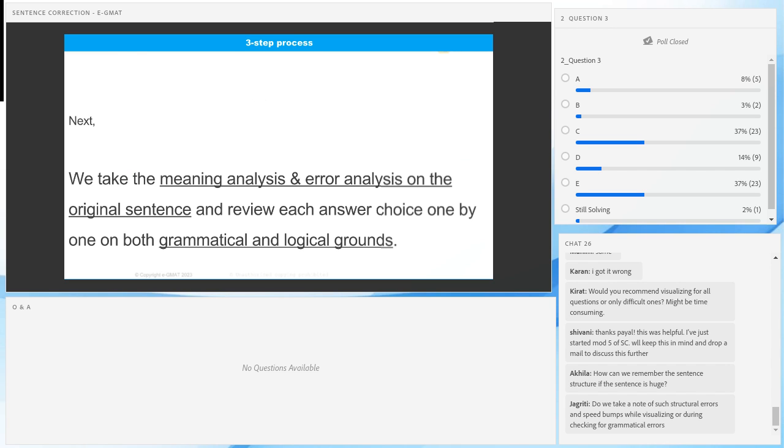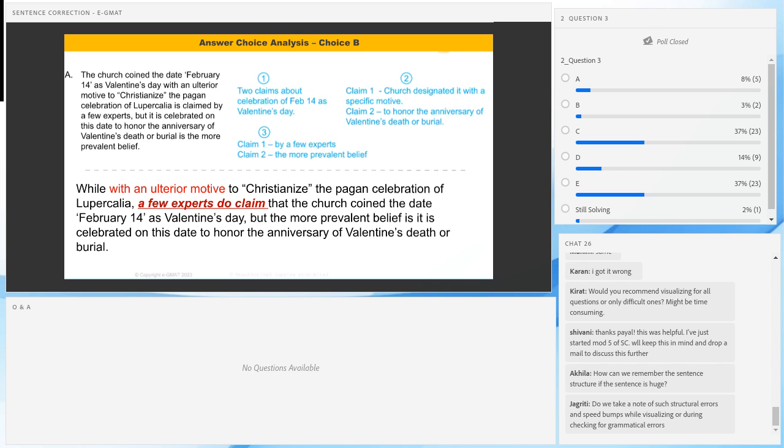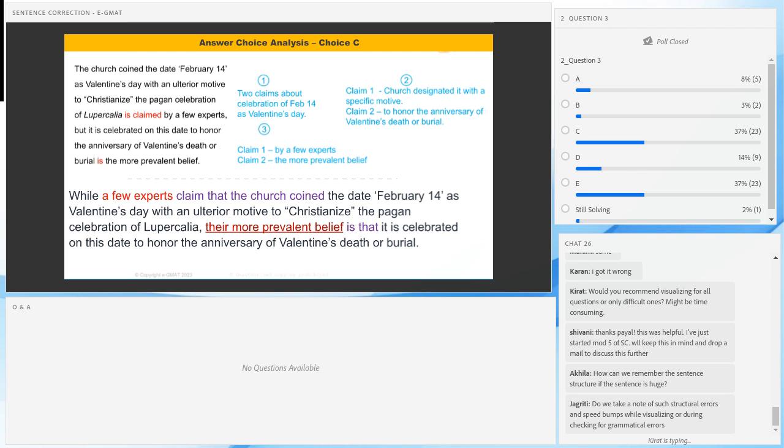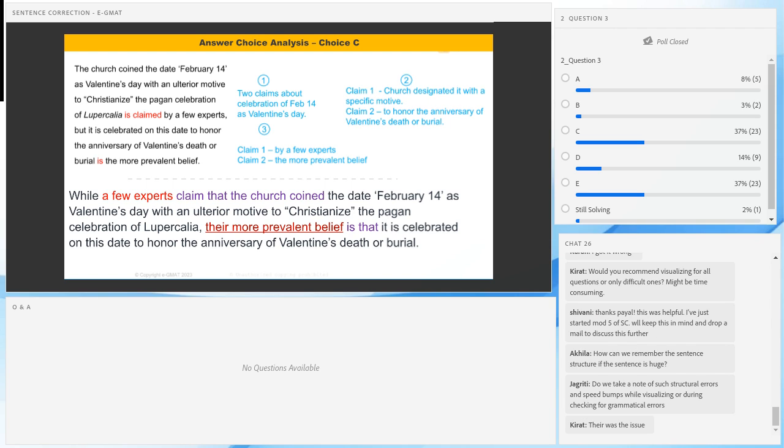And then you take that analysis from steps 1 and 2 into your answer choices. So now let's take a look at all the choices. Choice B was not selected by very many people, so I'm going to skip this one. Let's look at choice C. Choice C and E are very popular. Choice E is the correct one, but let's take a look at choice C first. That's a popular incorrect choice.